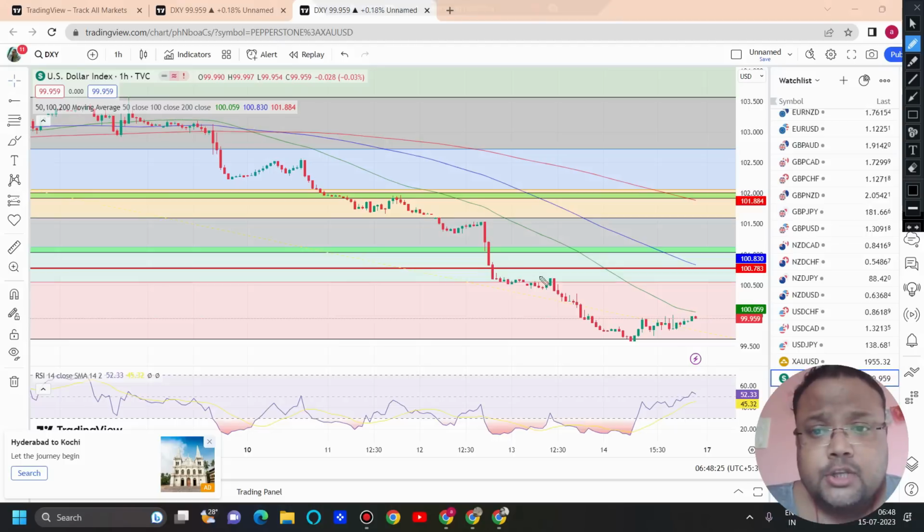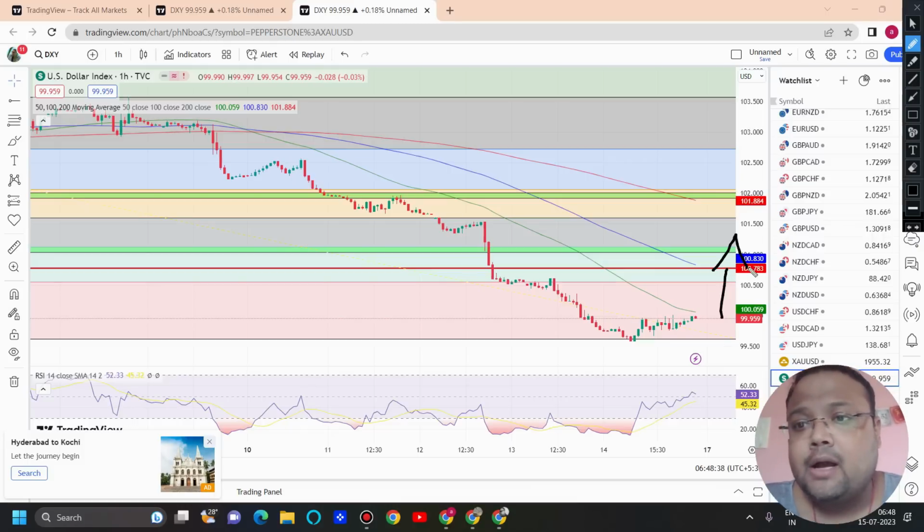So if the recovery on DXY continues, if DXY tries to recover again, do not consider it a trend reversal, because things have not changed. We need a fundamental factor that will push the market towards the upside. So this is just a temporary recovery. Right after the market opening, if DXY tries to continue the upside, then obviously things will not be positive again.